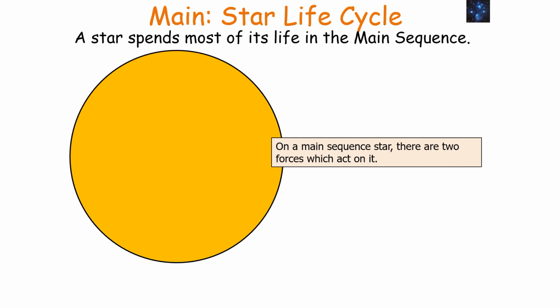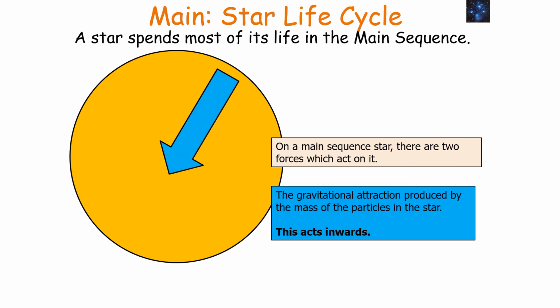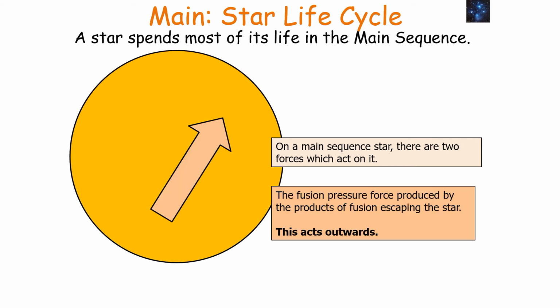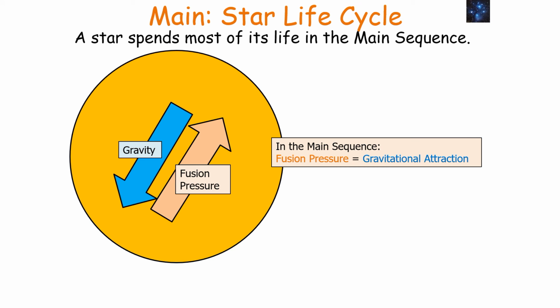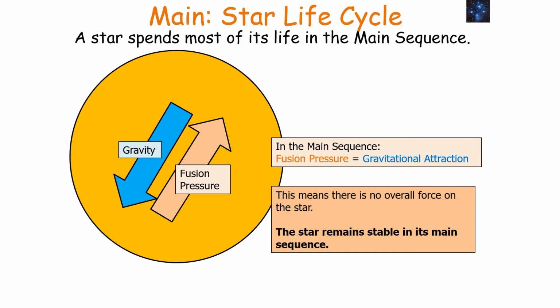Now, on a main sequence star, there are two forces acting upon it: the gravitational attraction produced by the mass of the particles in the star acting inwards, and the fusion pressure produced by the products of fusion escaping the star acting outwards. Now, in the main sequence, fusion pressure equals gravitational attraction. Because there's no overall force, the star remains stable in its main sequence.